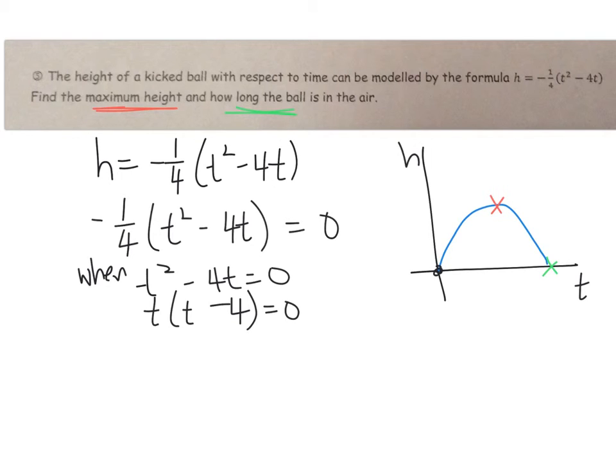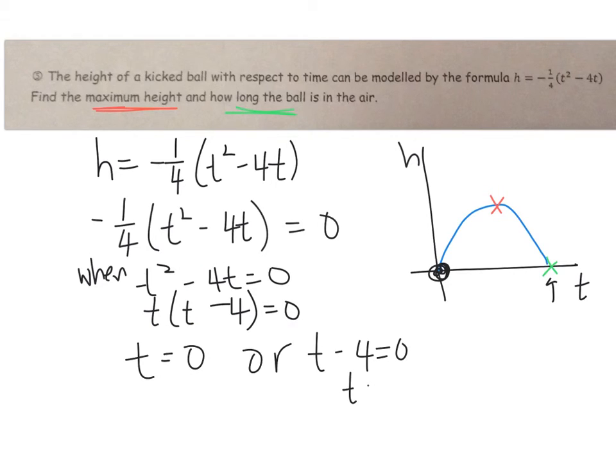Okay, so you'll notice that t squared minus 4t can be factored into this. There's a common factor of t in each of those terms. I pulled it out. T squared divided by t is just t, and 4t divided by t is minus 4. So what I'm going to realize now is that either t can be 0 or t minus 4 equals 0. In which case, both of those are when the ball's on the ground. T equals 0 is when the ball's on the ground right here, and t minus 4 equals 0 is when the ball's on the ground over here.